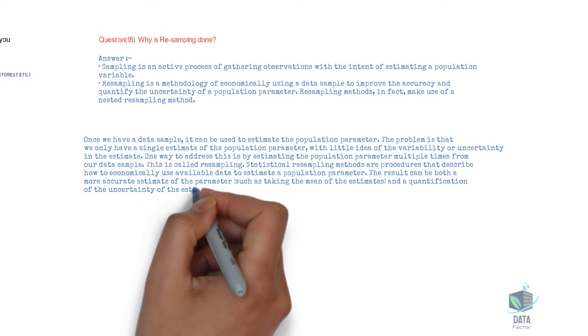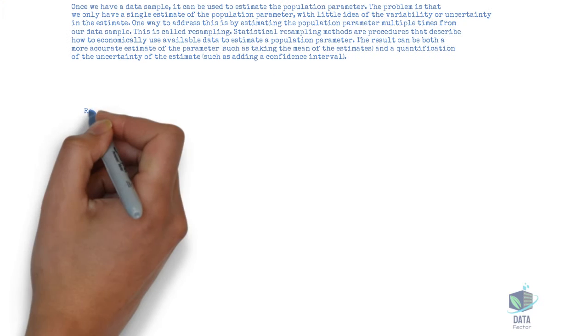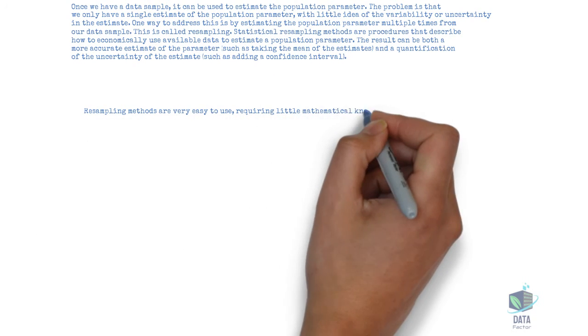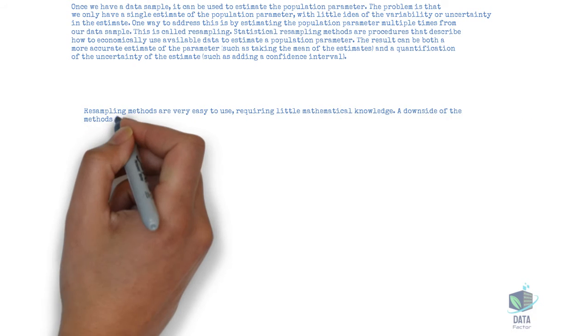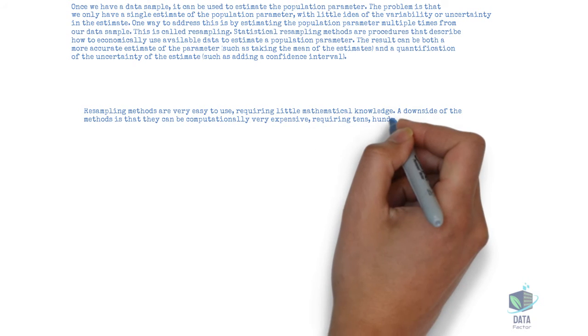Resampling methods are very easy to use, requiring little mathematical knowledge. A downside of the methods is that they can be computationally very expensive, requiring tens, hundreds, or even thousands of resamples in order to develop a robust estimate of the population parameter.